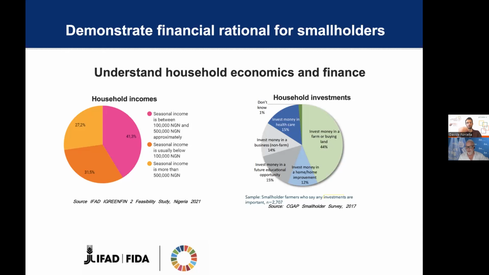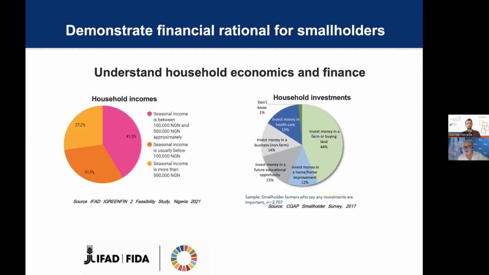So the first thing we have to do is understand household economics and finance, household incomes and household investments. For income, specifically, can farmers generate income sufficient to make the larger investments, take the larger loans in climate resilient assets on the farm, in addition to the working capital loans they usually take every year, and some consumer loans they're going to carry? So does the household have the capacity to take a loan? And then household investments. Are they willing and interested in taking a green loan?